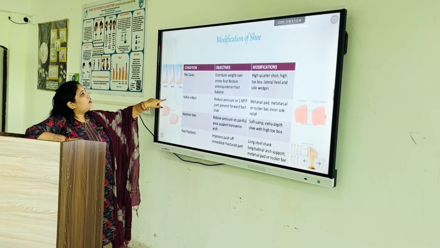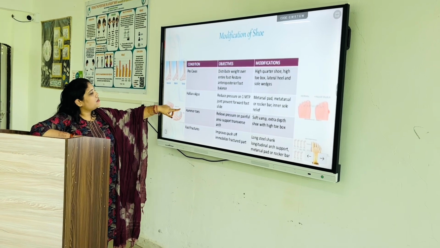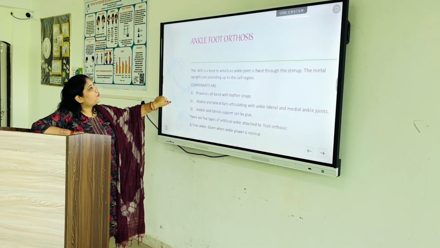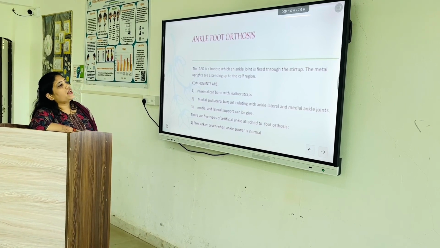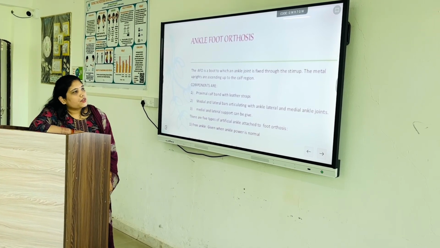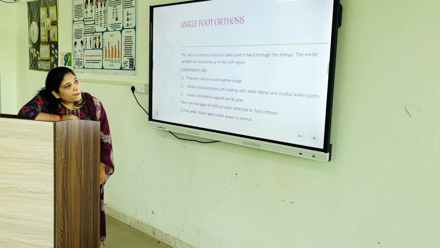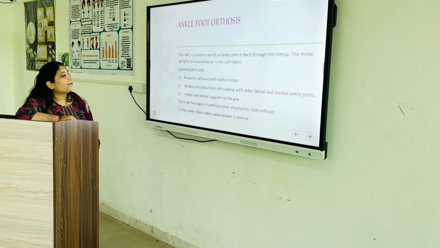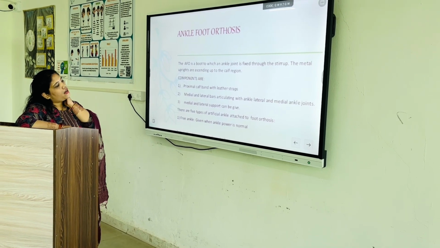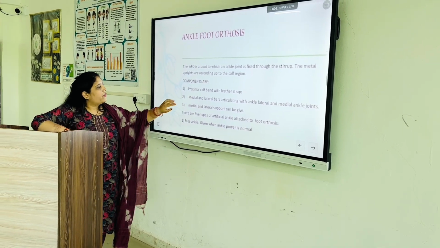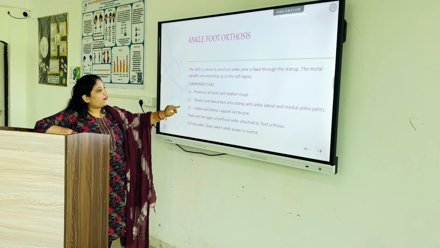This is also one of the conditions in which we modify the shoe. Now, AFO is a boot to which an ankle joint is fixed through this tie. The metal uprights ascend up to the calf region. Components of this ankle foot orthosis are the proximal calf band with the lateral strips, and median and lateral bars.